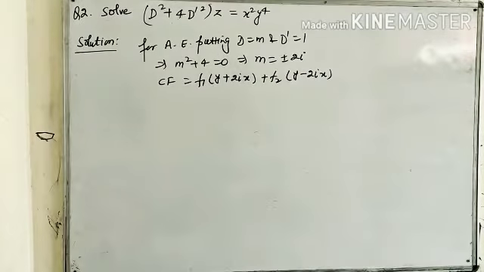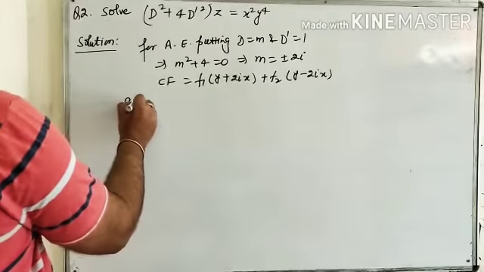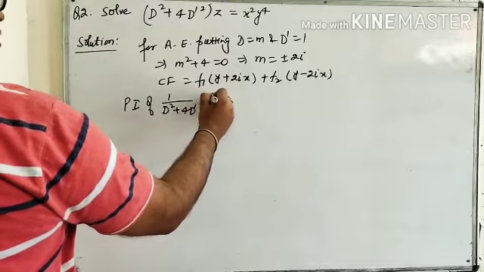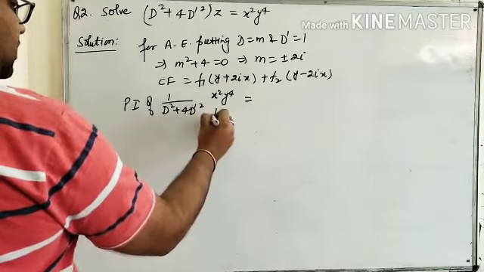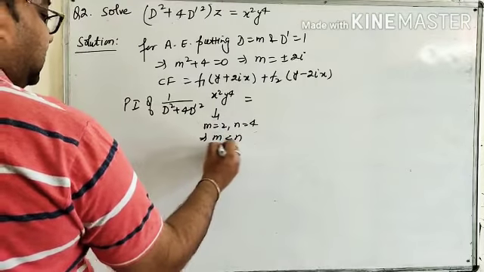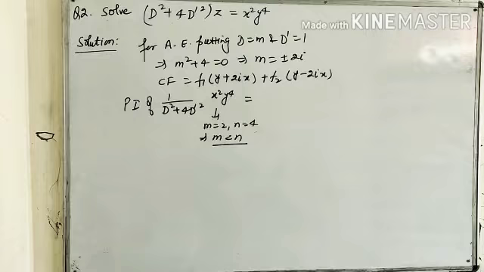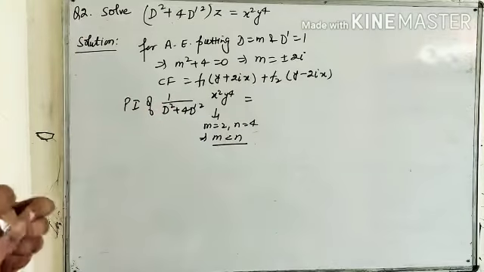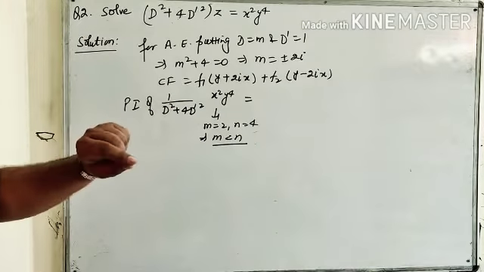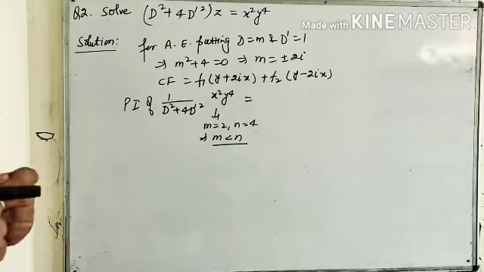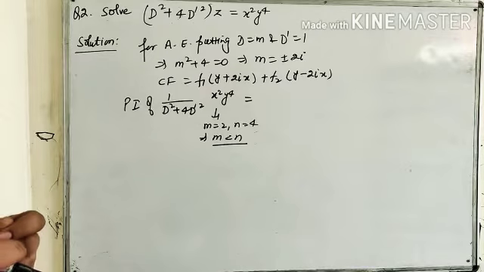Now we move on to PI. So PI is 1 upon (D square plus 4 D dash square) x square y raised to power 4. Here m equals to 2 and n equals to 4. It means m is less than n. We have to expand it in terms of D upon D dash. So for this, in the previous question we had to open in terms of D dash upon D, where we took the highest power of D as a common. So in this particular case we have to take the highest power of D dash as a common.